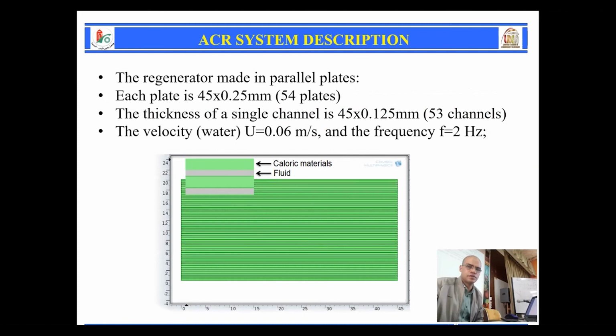The regenerator is made in parallel plates, 54 plates, based on magnetocaloric, electrocaloric, barocaloric, and elastocaloric materials, and 53 fluid channels. The velocity and the frequency F equal 2 Hz.